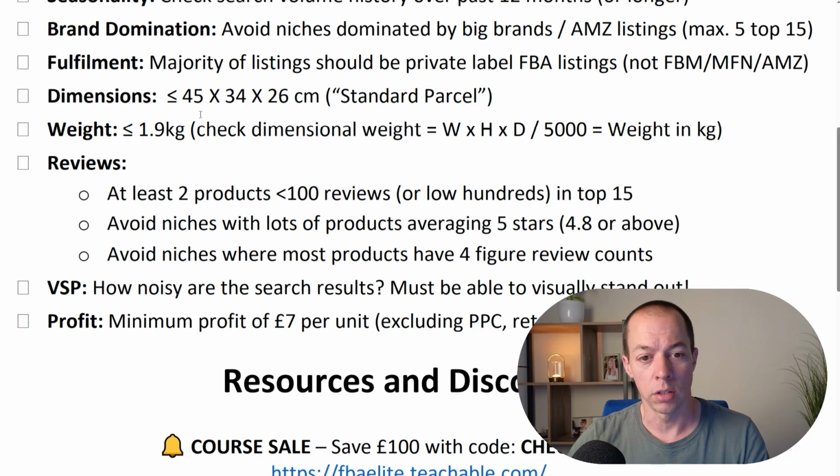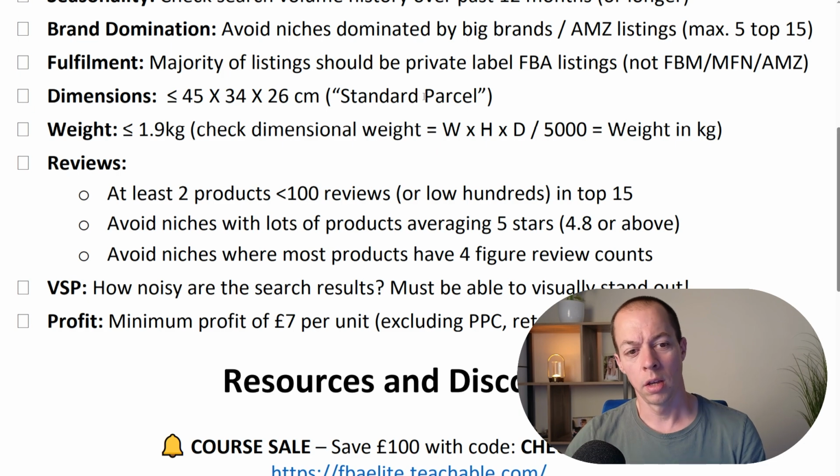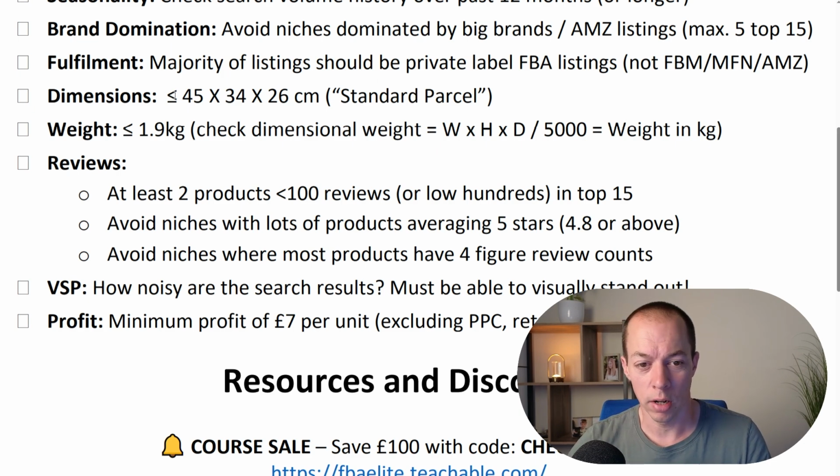We then have dimensions. So I've got some dimensions here, and in brackets, I've got a standard parcel. So Amazon have a rate card for their fulfillment fees. And if your product is under these dimensions and falls into the standard parcel or below those tiers, the fulfillment fees are usually fairly manageable.